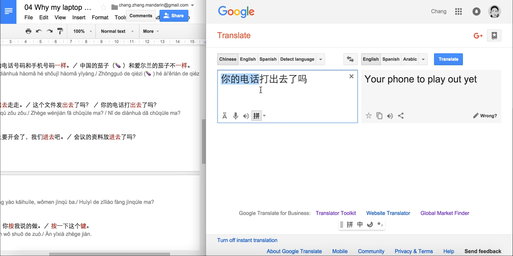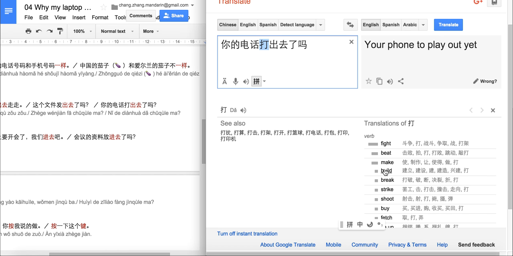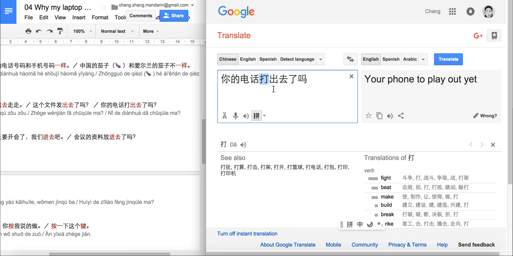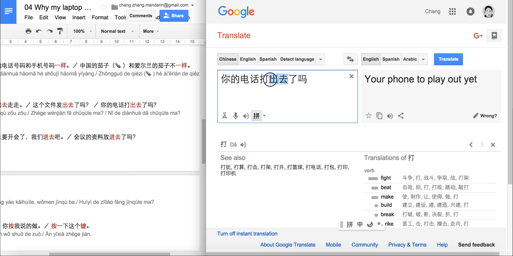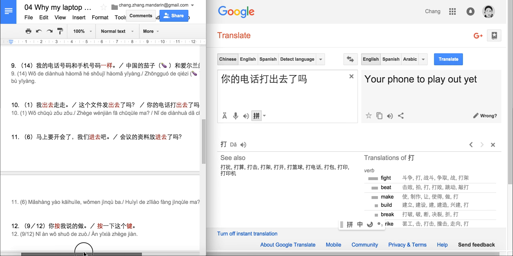Your phone, and here it refers to your phone call. Judging by the verb 打, it means to make. Here, 打电话 means to make a phone call. Your phone call, have you already made the phone call? Have you already made out the phone call? Next one.